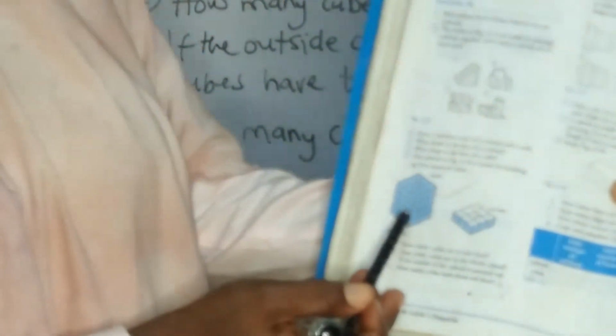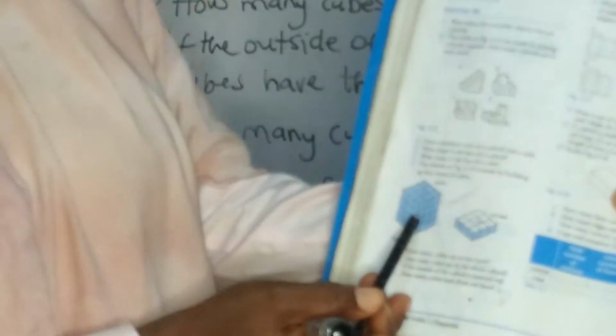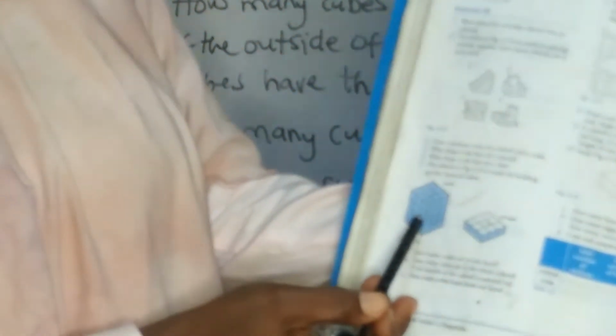So if I have 1 here, I have 1 here. That is on the first layer. Now if you go to the second layer, which one has 2 red faces? Definitely this next one. We have 2 red faces.